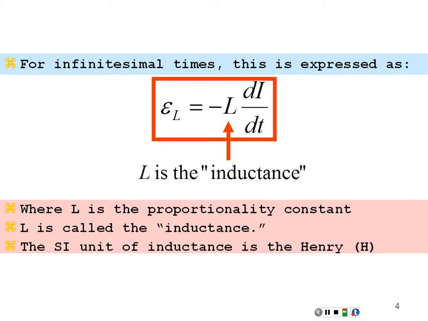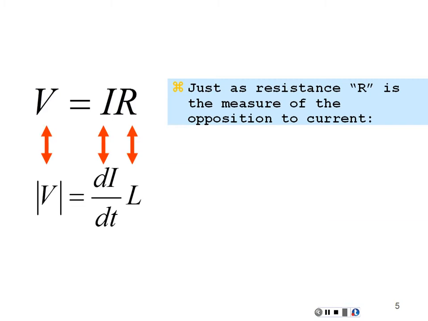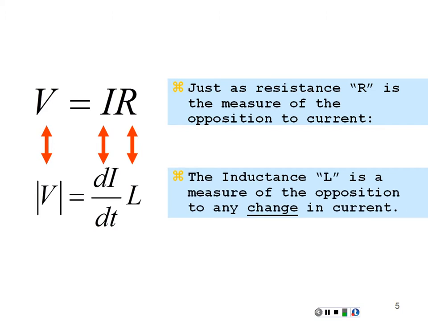The System International Unit of Inductance is the Henry, named after Joseph Henry. That's his last name. So, just as resistance, R, is a measure of the opposition to the flow of current in a circuit according to Ohm's law, voltage equals current times resistance, we have here that the back EMF, the voltage induced in an inductance, is proportional to any change in current per time. And that proportionality is called the inductance.